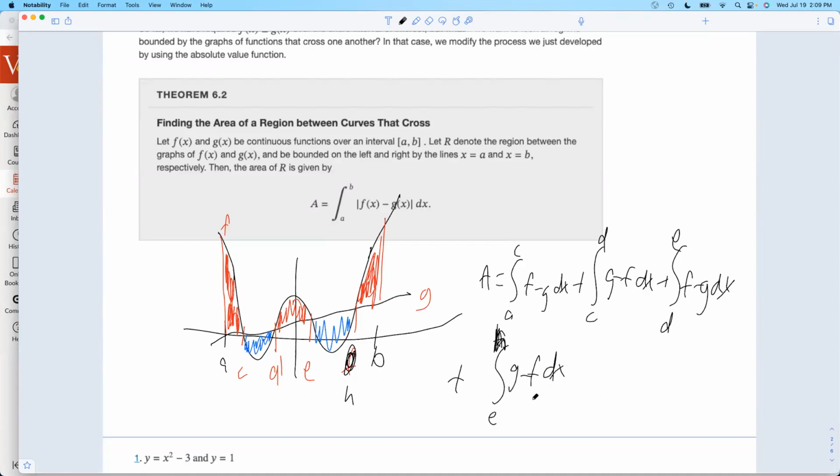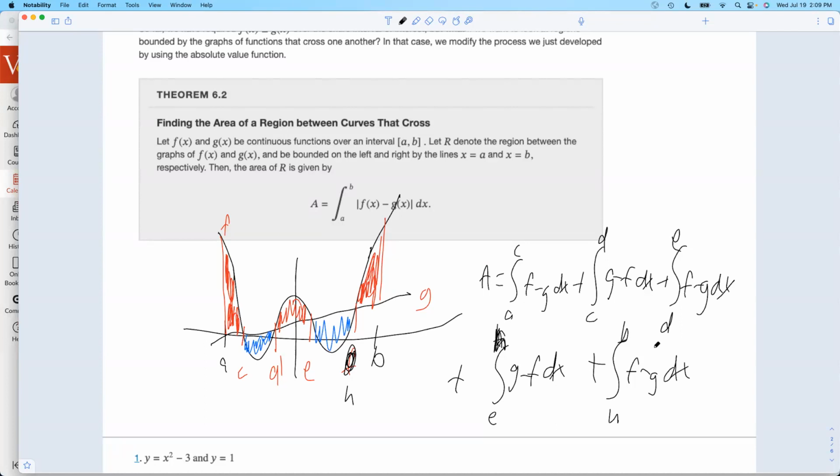Because we want this to be a positive number, and G is always bigger than F in that region. So G minus F will always be positive. That's what we're doing in each of these. That's how we do the absolute value. We break it up into regions, and we always put the higher one first minus the lower one. And then finally, the integral from H to B of F minus G.